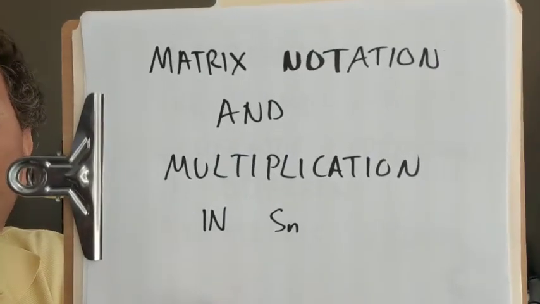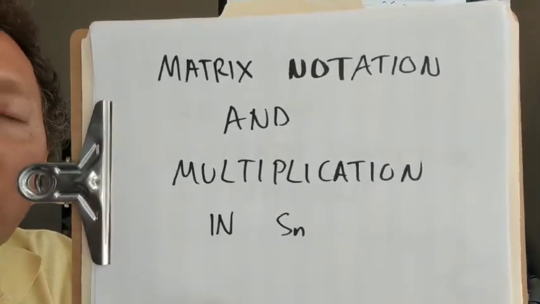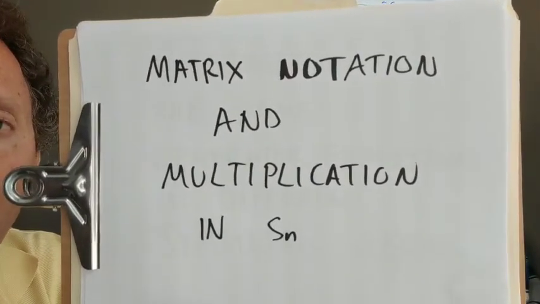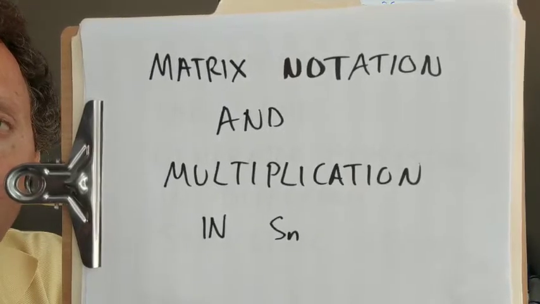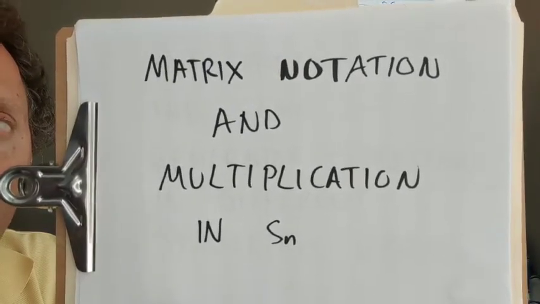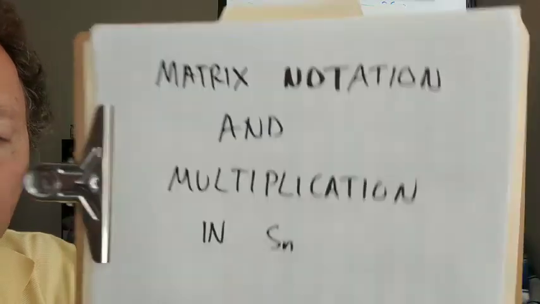Now the symmetric group Sn is a group, so it's useful to look at how multiplication works. And in this group, it's also very convenient sometimes to represent all of the elements as matrices. So let's look at those two issues.